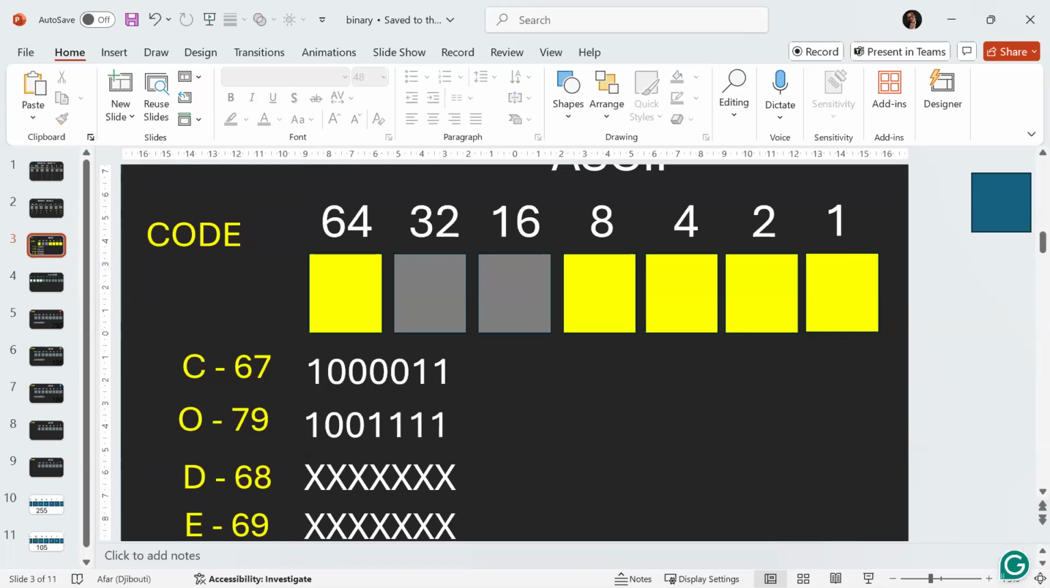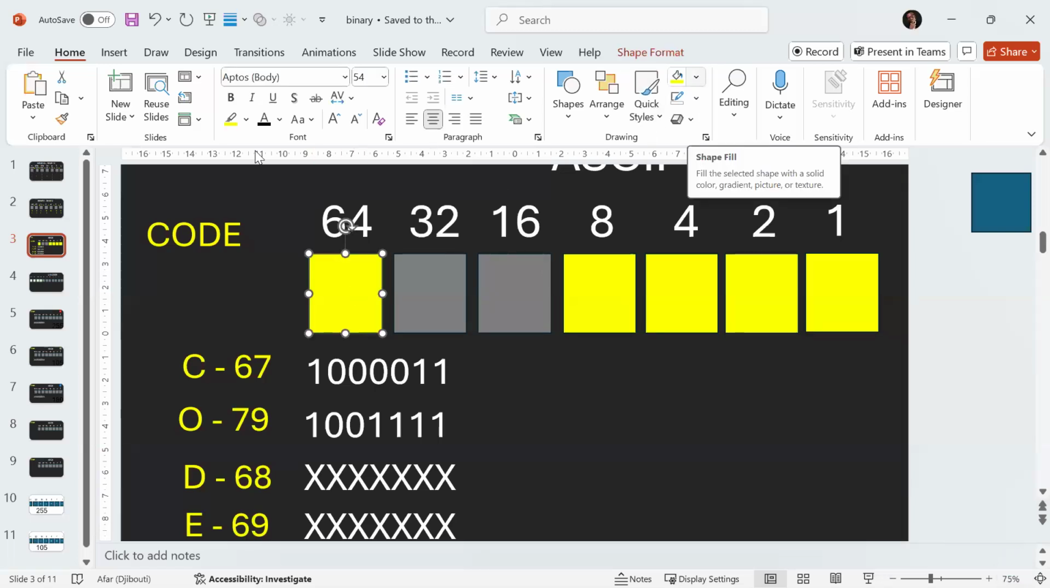D is 68. Can I have 68? Okay, someone says 64 and 4. I can even calculate that one. Also 68 is 64 and 4. So I'm going to turn off everything.